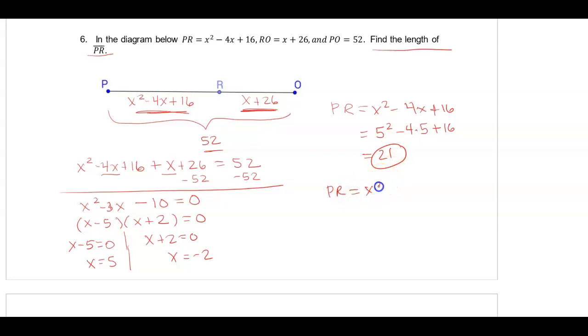And now I'm going to do it again. PR is x squared minus 4x plus 16, and I'm going to substitute in the other answer I got, negative 2. When I do that, I'm going to put it in parentheses this time because it is a negative number. So minus 4 times negative 2 plus 16. Yikes. 4 plus 8 plus 16 is what I'm getting, which is 28. So both answers are good answers.